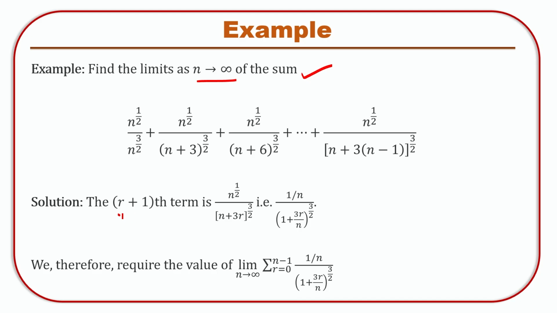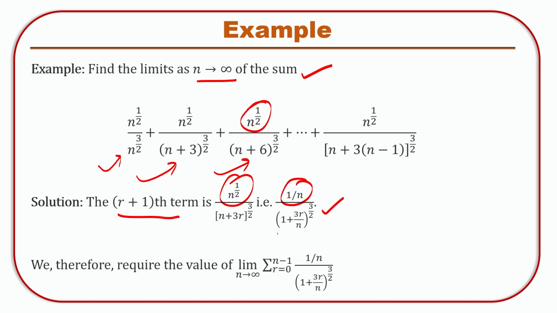So look at the r plus 1th term in this series. What was the r plus 1th term? So n by half is the constant above, and each term, see, this is the first term, this is the second term, this is the third term, and so on. So n plus 3 to the power 3 by 2, right. And that means I can write this taking 1 by 2 as the index as a common factor and cancel it out. So this will give me 1 by n divided by 1 plus 3r by n to the power 3 by 2, right. So that's what we have done.